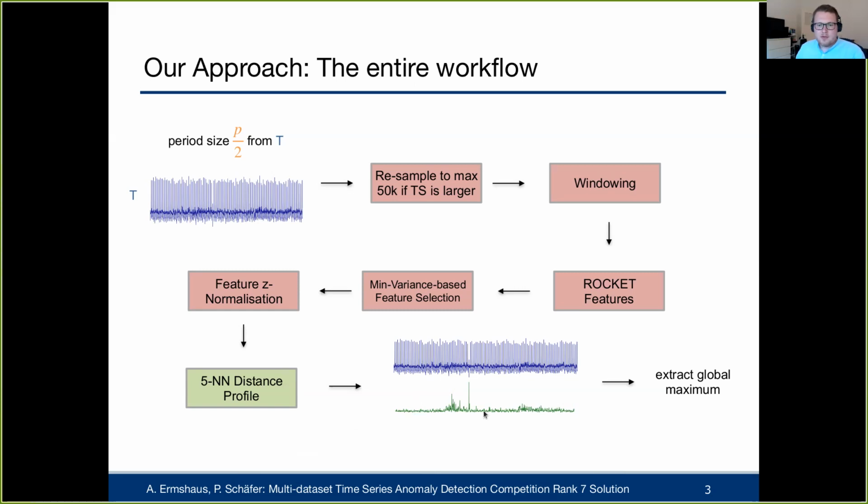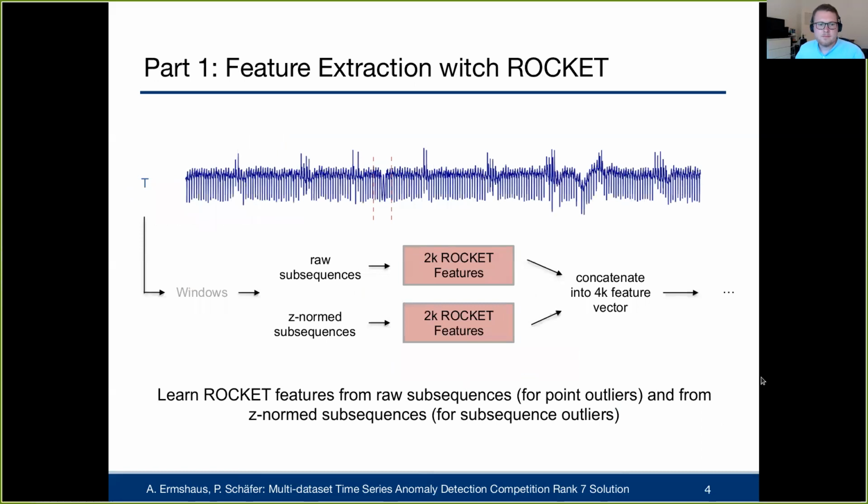Such a profile then looks similar to this one. We have this time series here where we have an anomaly at this location, and the distance profile spikes at this point. So we can simply extract this global maximum and report it as the anomaly. In the next few slides, I'm going to go a little bit more into depth about each of the steps here. The first major step is the feature extraction with Rocket.